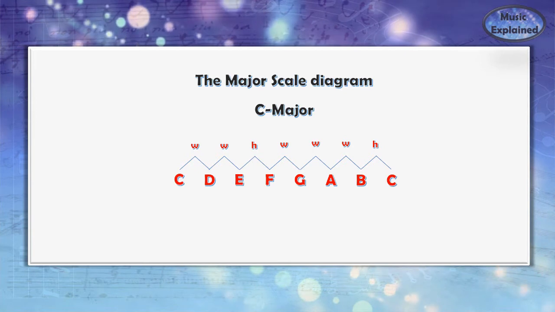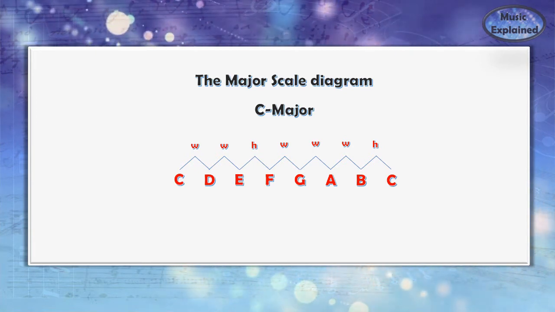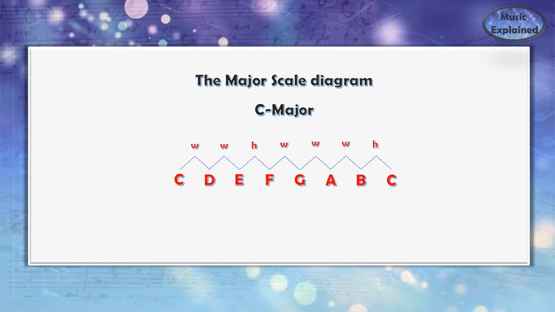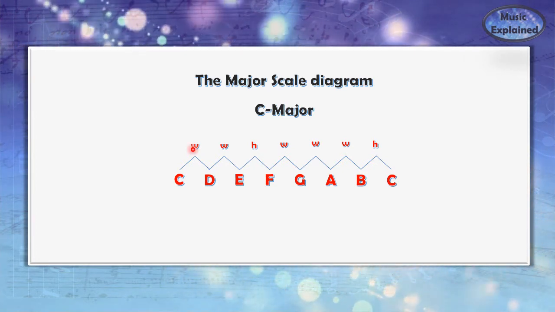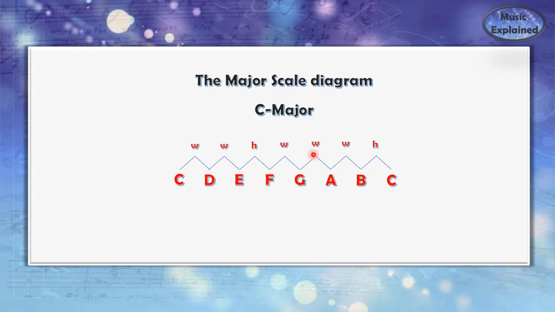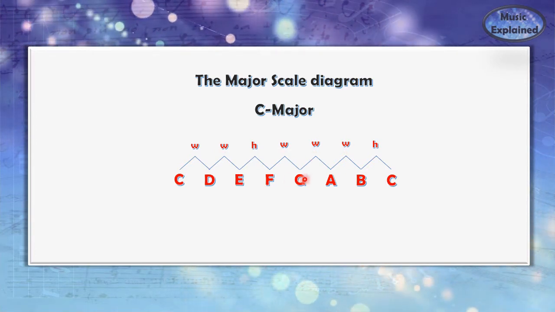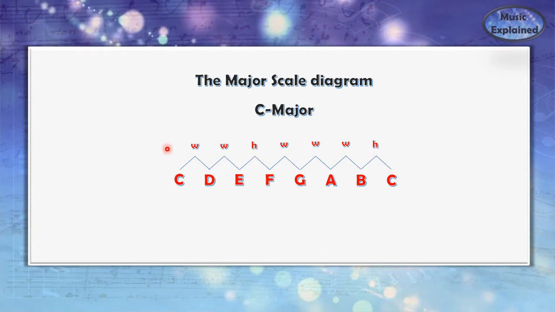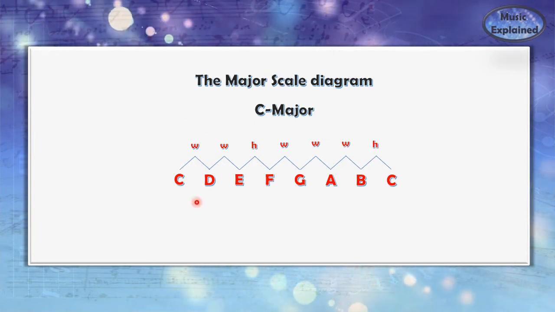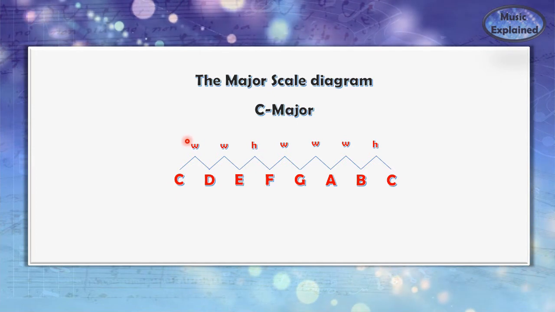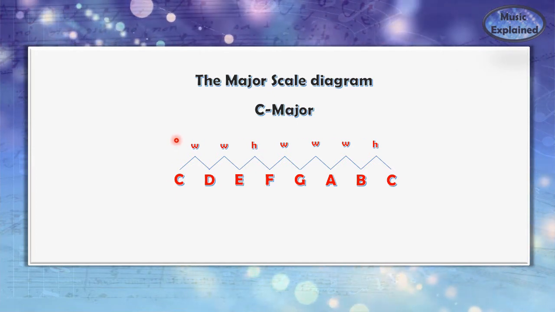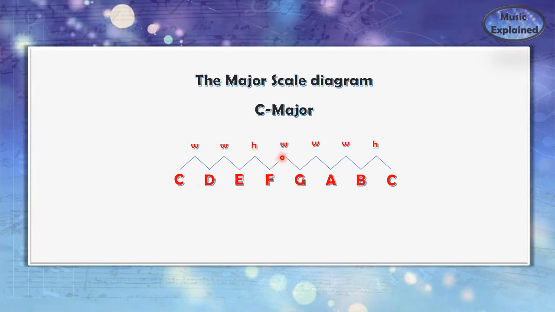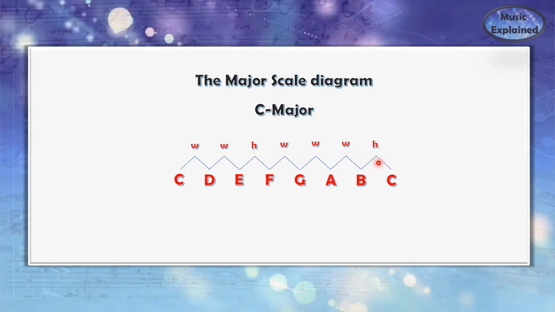This is the major scale diagram. Exactly, this is the diagram of C major. As you can tell, we have 1, 2, 3, 4, 5 whole steps and 2 half steps. And this is going to be for every major scale. The whole steps and the half steps are going to be like this. Whole step, whole step, half step, whole step, whole step, whole step, half step.